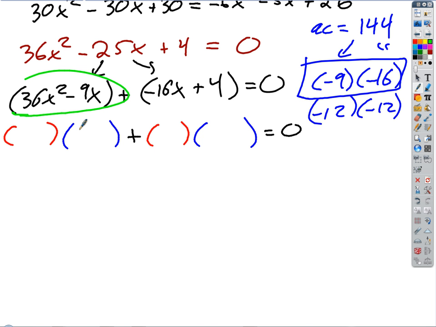Okay, so 9 is the number part. And what's the biggest value of x we can divide away? x to the 1. Good. Does that make sense? Yeah.